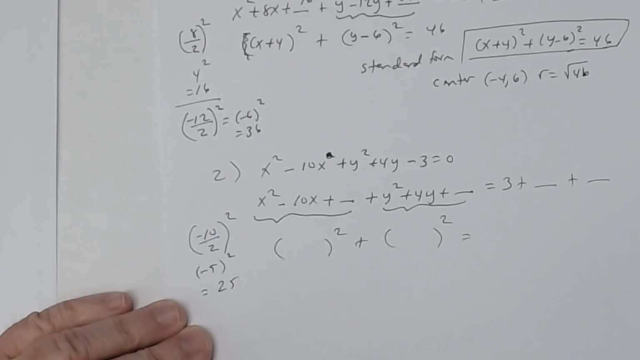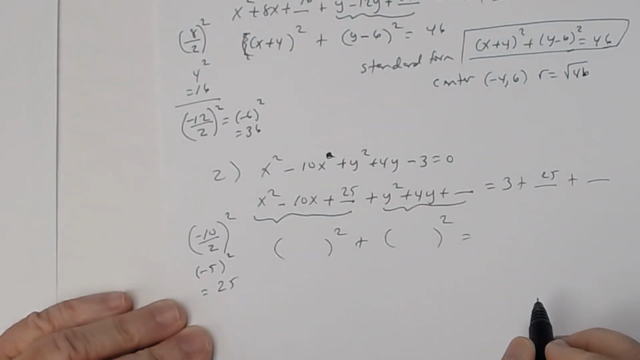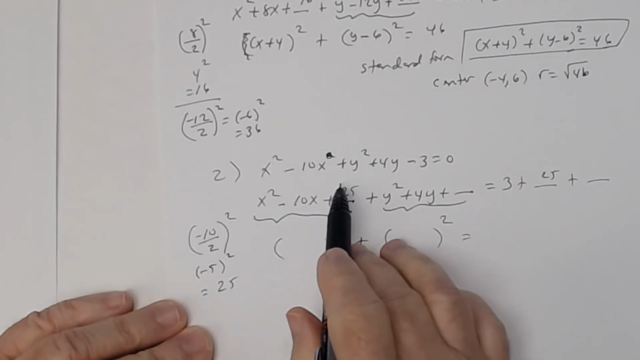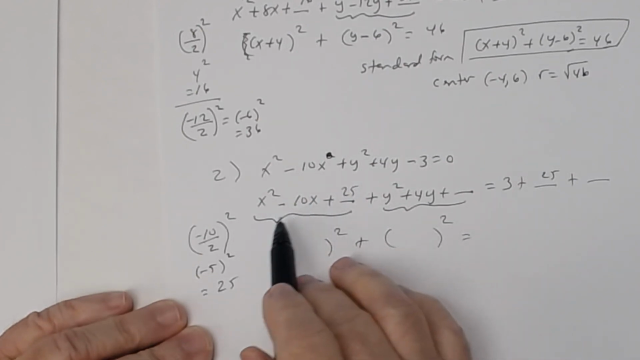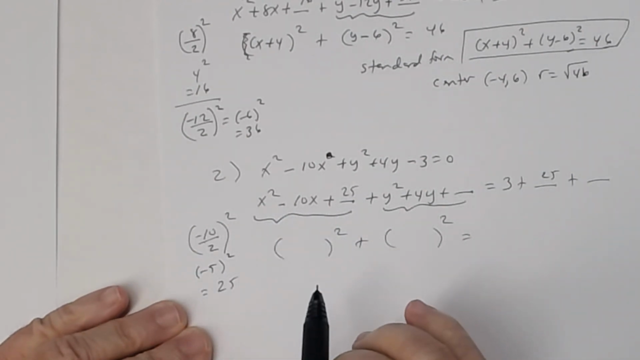So it'll be a positive 25. So I'm going to add 25. Okay? Now when I factor this, this is now a perfect square trinomial, because remember, 25 is a perfect square. And if I did this correctly, this trinomial should also then be a perfect square.